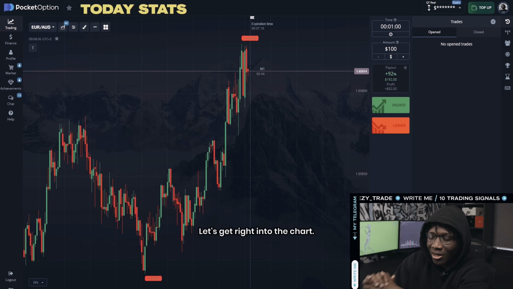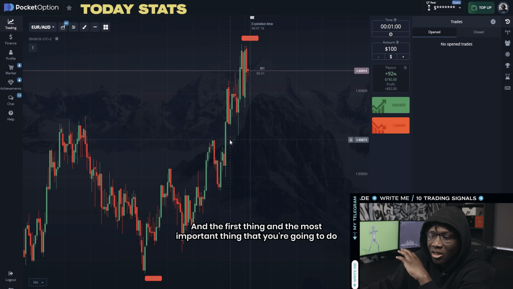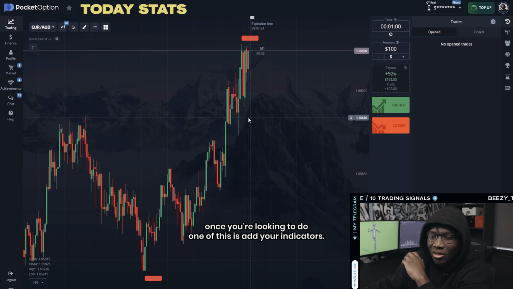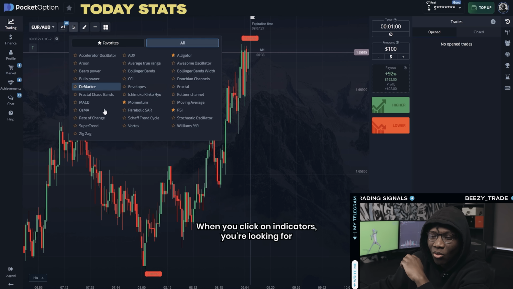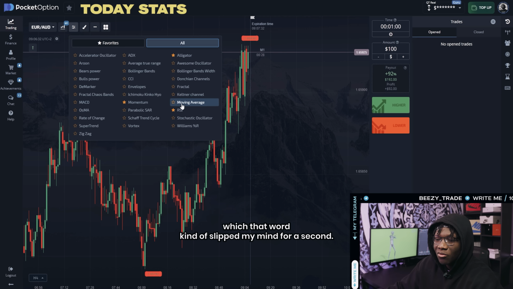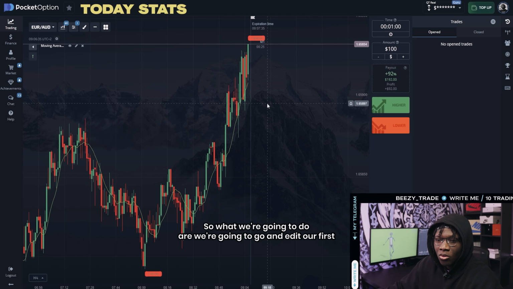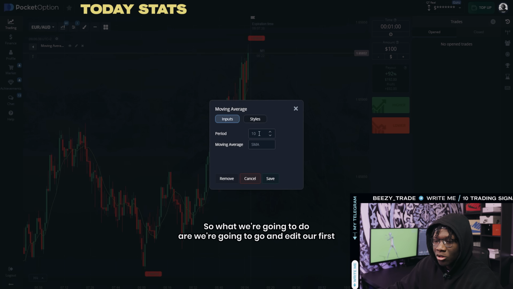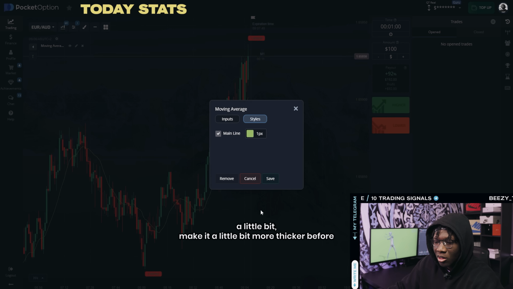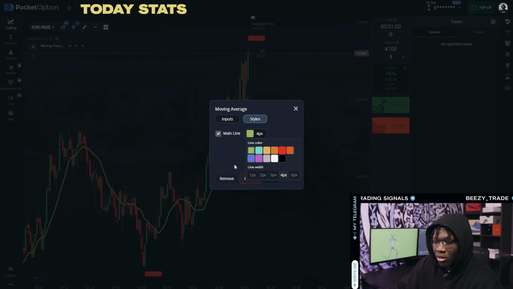Yo gang, let's get right into the chart. The first and most important thing you're going to do is add your indicator. When you click on indicator, you're looking for moving average. So we're going to edit our first one, and it will be the 15 SMA. Make sure you're choosing the SMA, because everything we're going to do today is going to be in SMA. We'll change the style a little bit, make it thicker, and change the color to red.